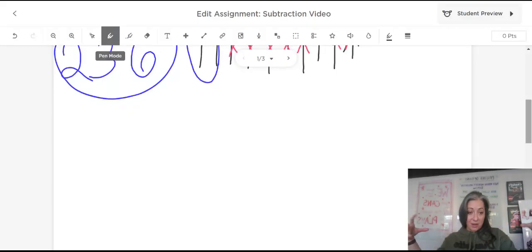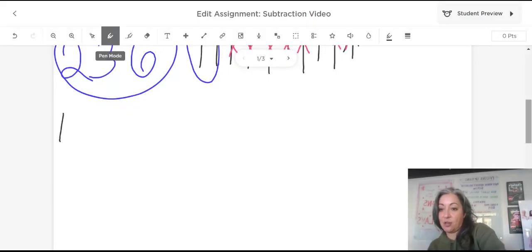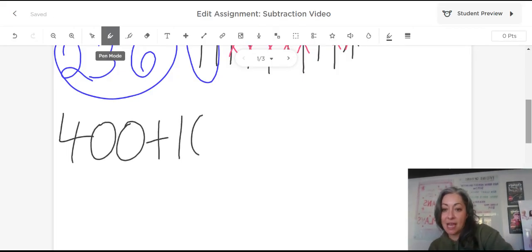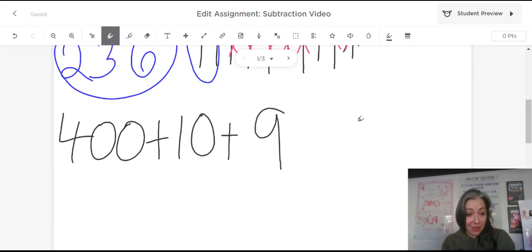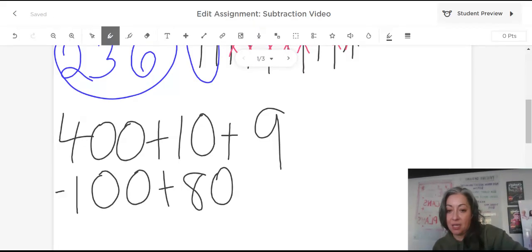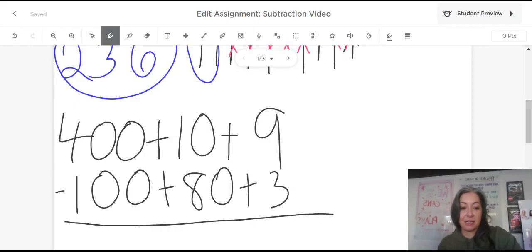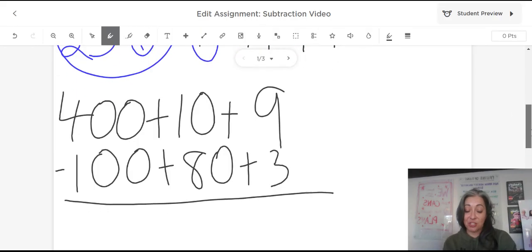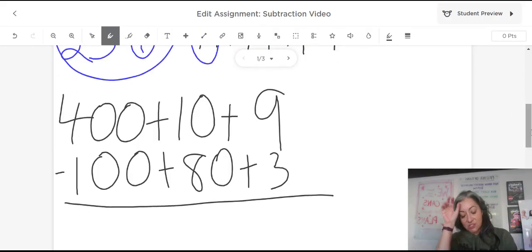I'm going to break apart and then push back together. So it's going to be 400 plus 10 plus 9, right? If you smush that back together, that's 419. I'm going to take away 100 plus 80 plus 3. Okay, and there's my line because I'm going to subtract it. So this is probably the most familiar one, the borrowing strategy.